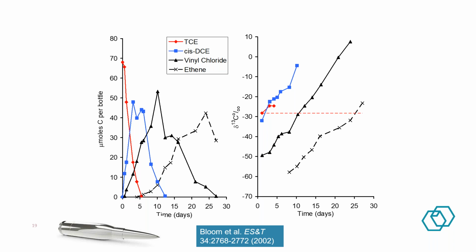And I have this silver bullet in here because the thing about using CSIA to track degradation in the subsurface is that it's the closest thing I've found to a silver bullet. It's not going to be influenced by dilution or dispersion or anything like that. You're going to be able to tell if you have degradation. You can't really do that with the concentration data, but you sure can do it with the isotope data.